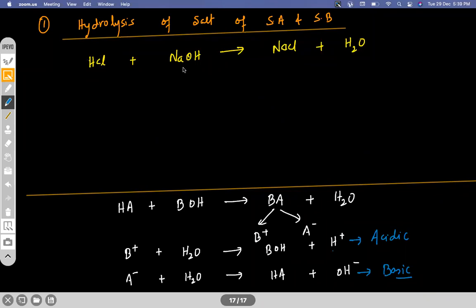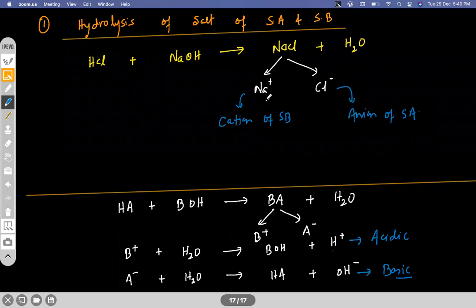When you have a strong acid and a strong base, right? One property you have to keep in mind. HCl and NaOH. This NaCl gives two ions, like I said, one is cation, the other one is anion: Na plus and Cl minus. Correct? Now this cation is the cation of a strong base, and this is the anion of a strong acid. Since it is a strong base and a strong acid, it exists in the form of ions only.